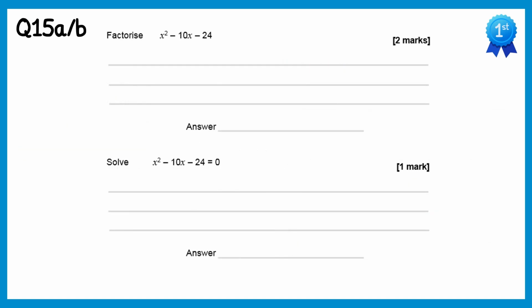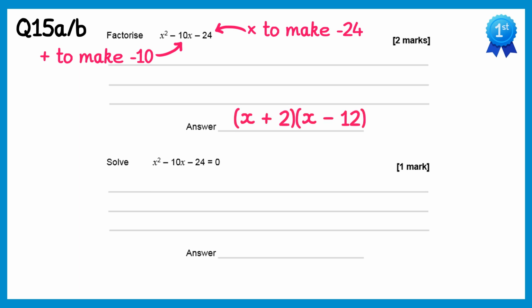For the first part of this question, we need to factorise a quadratic. So we're after two numbers that multiply to make -24, and then also add to make -10. This turns out you want x plus 2 and x minus 12.